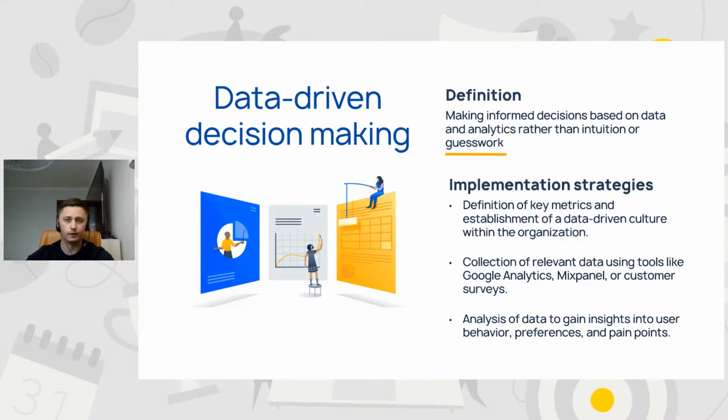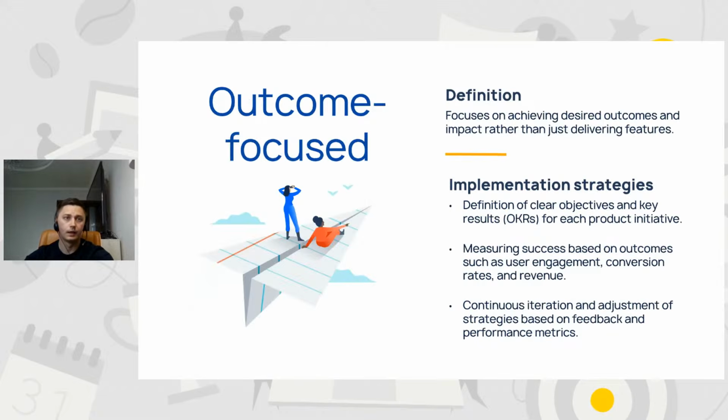You will have to integrate product usage analytics like Google or Mixpanel, or additionally, you can also collect qualitative or quantitative feedback. And analysis of this data will give you insights into user behavior, preferences, and their pain points. So you can further use this information also for feature prioritization.